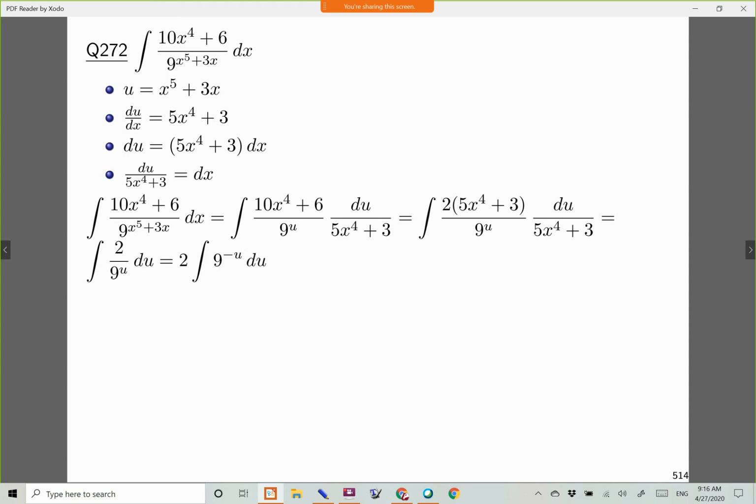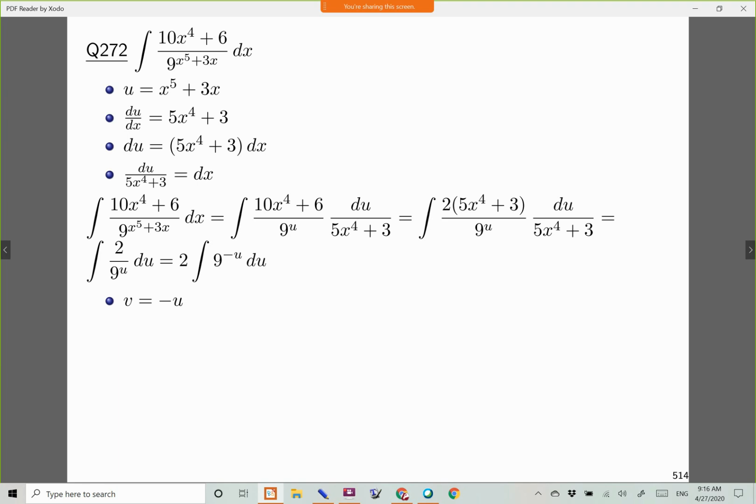But here's the thing. We have an antiderivative rule for 9 to just the variable, not 9 to the negative variable. So for exponential functions, we have an anti-differentiation rule, but the exponent needs to just be the variable itself. We don't have that. We have a negative u. We just want a variable there. This is where we're actually going to do a substitution, or rather, I guess we should say another substitution.